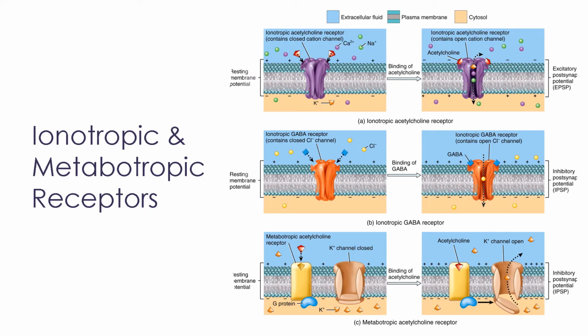Ionotropic receptors are types of neurotransmitter receptors that contain a neurotransmitter binding site and an ion channel in the same receptor. So these top two are types of ionotropic receptors, the purple one and the orange one here. In other words, the neurotransmitter binding site and the ion channel are components of the same protein. You can see it better in this orange one, where we have the binding site for neurotransmitters here, and the ion channel is through the middle. So these are both parts of the same protein.